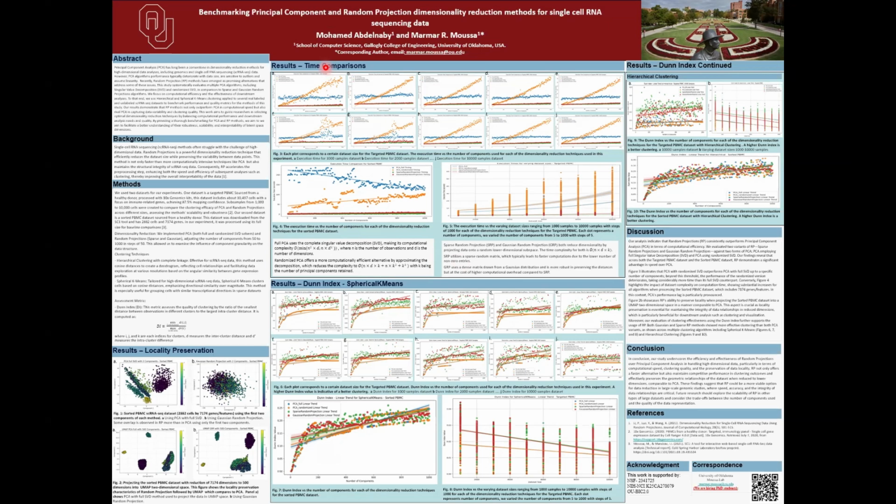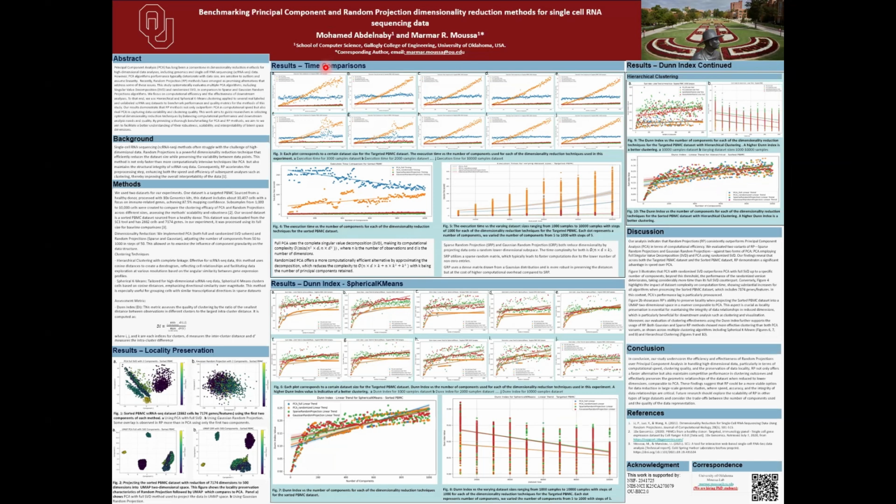So both PCA and random projection are used to project high-dimensional data into lower-dimensional data. And in the case of single-cell RNA, we're dealing with really high-dimensional data that we need to use dimensionality reduction techniques on, like PCA, t-SNE, UMAP, and also random projection.